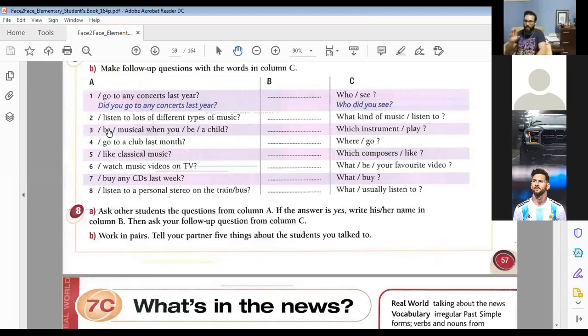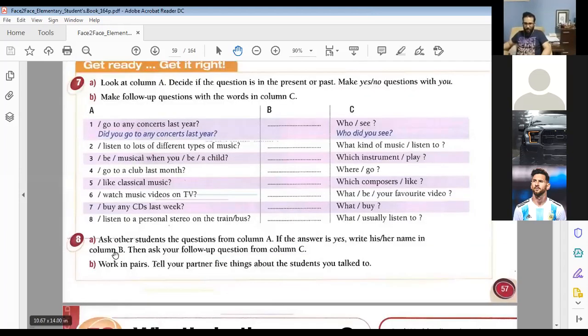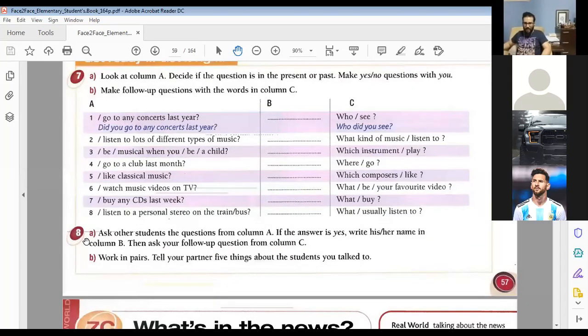Okay. So this was the focus of exercise number 7. Number 8, which is what we just did, says ask other students questions. If they say yes, write his name. Then follow-up questions, the additional question we just did. Work in pairs, we did this. Tell your partners. Okay, so we finished this part.